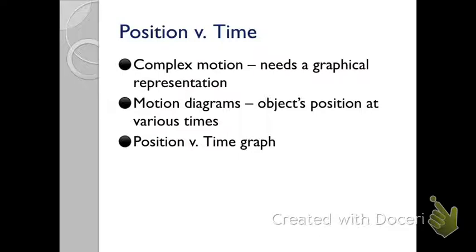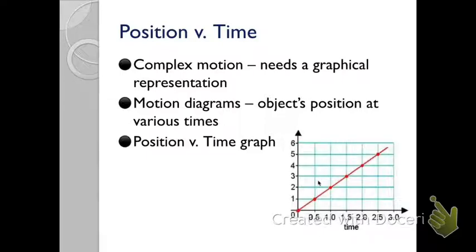A position versus time graph is what we consider to be a motion diagram, right? Motion diagram is any sort of visual representation of motion. And so a position versus time graph is just an example of that. Okay? This is what a position versus time graph looks like. Okay, this is a really, really simple position versus time graph.